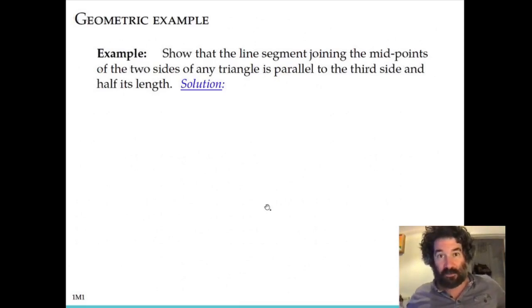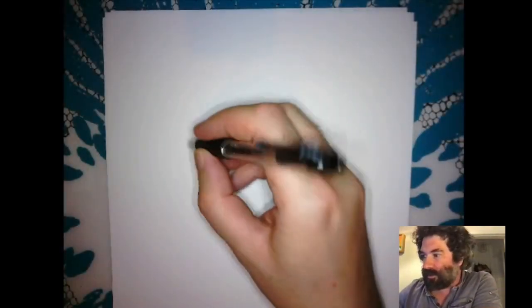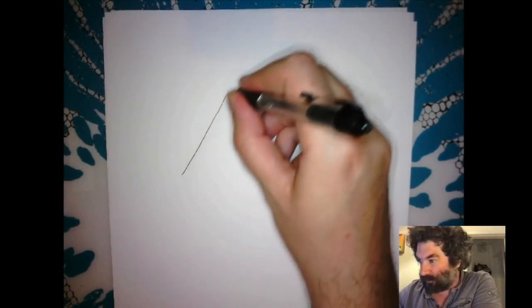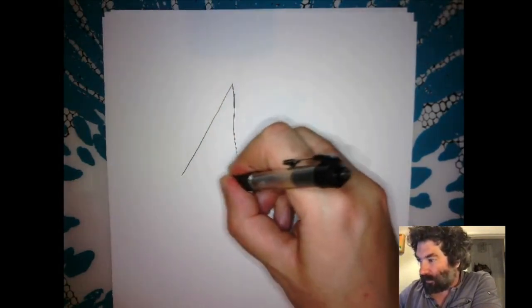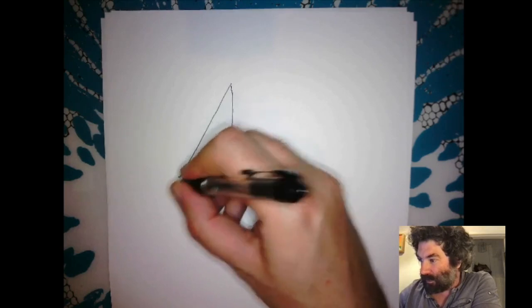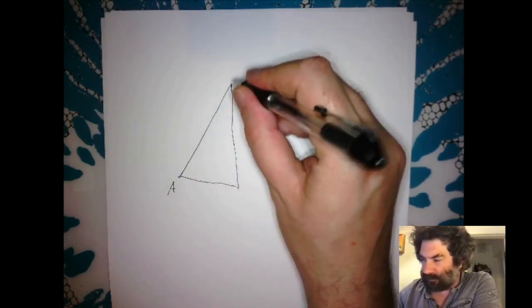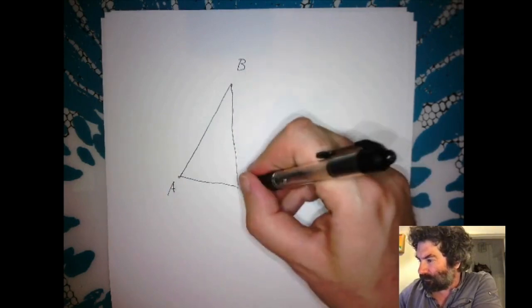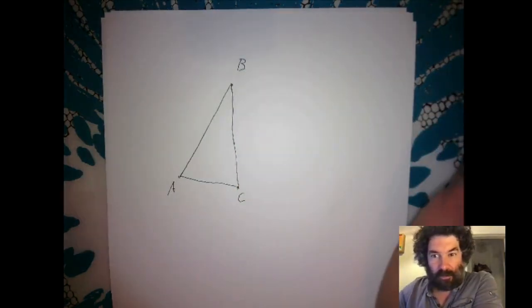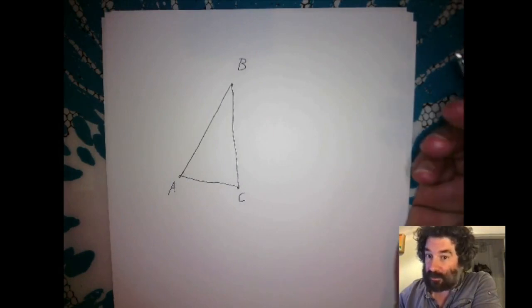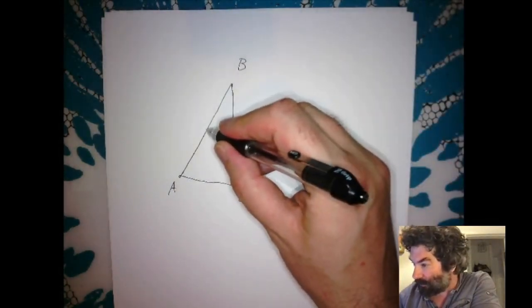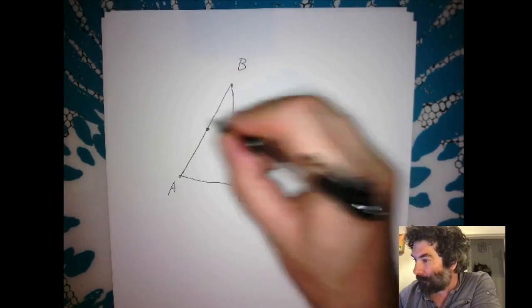subtraction of vectors. So we're going to show that the line segment joining the two midpoints of two sides of any triangle is parallel to the third side and half its length. Okay, let me draw the triangle in question here. I'll label the corners, or the vertices, A, B, and C. And we want to consider the midpoints on two of the sides of the triangle, so let me also label the midpoints on two of the sides, P and Q.